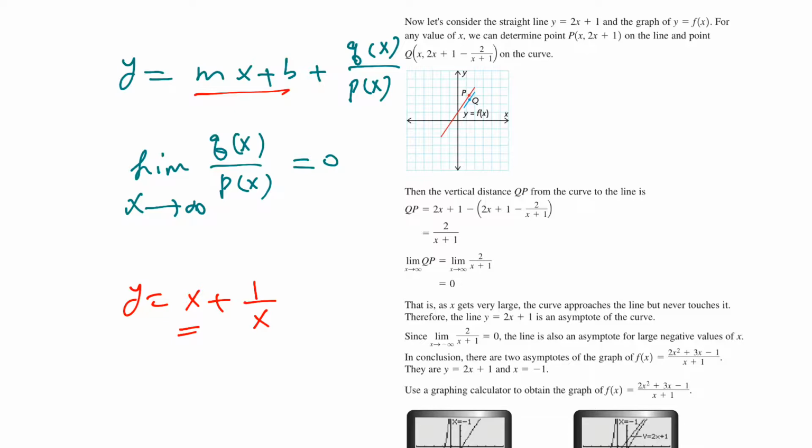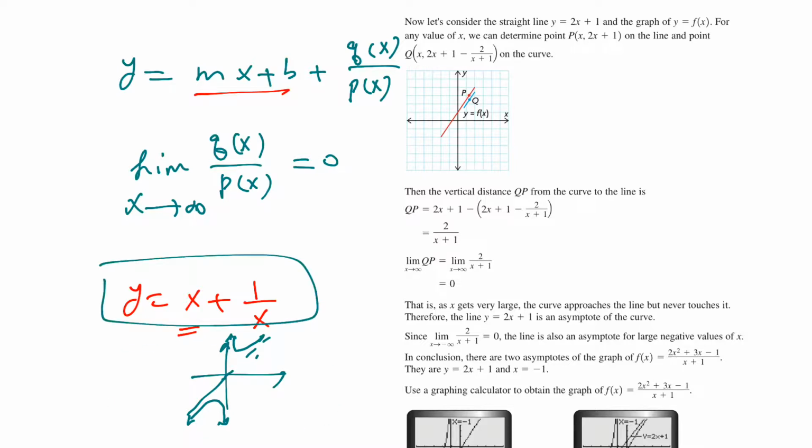If we look at the graph of y equals x plus 1 over x using a graphing calculator, we see the graph is similar to this graph. Y equals x is the oblique asymptote of the function. As we discussed, when x approaches infinity, 1 over x approaches 0, so the graph of y equals x and the graph of the function are close to each other. Therefore, y equals x is the oblique asymptote of the function.